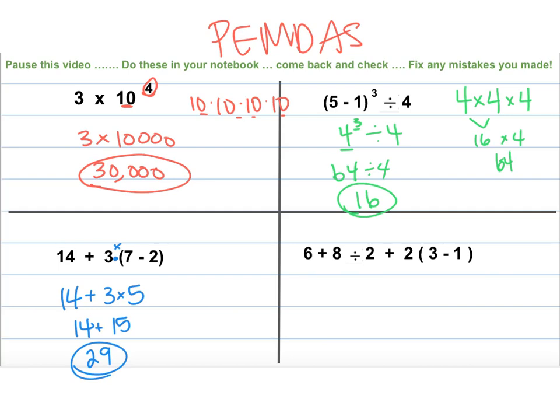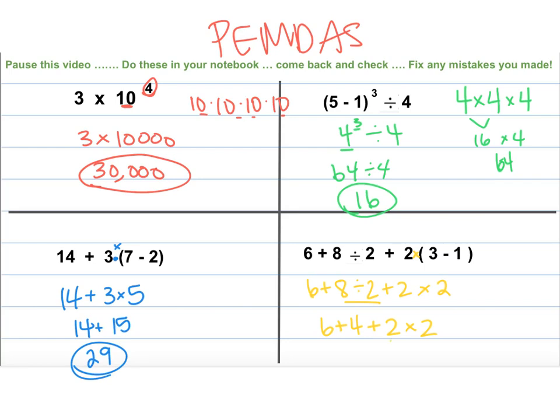Next one. 6 plus 8 divided by 2 plus 2 in parentheses 3 minus 1. And again, it's not shown, but there is a multiplication right there when a number is connected to parentheses like that. All right, PEMDAS, I start with my parentheses. 3 minus 1 is 2. Carry down the rest of the problem. Next would be multiplication and division, working left to right. So the first of the 2 I see is right here, the 8 divided by 2. Well, that would be 4. Carry down the rest of the problem.